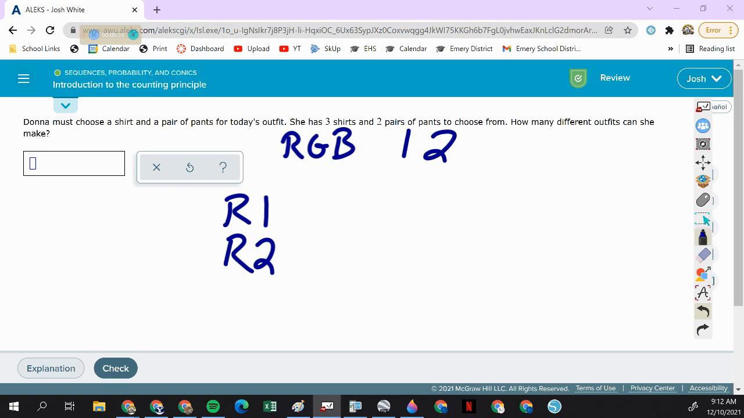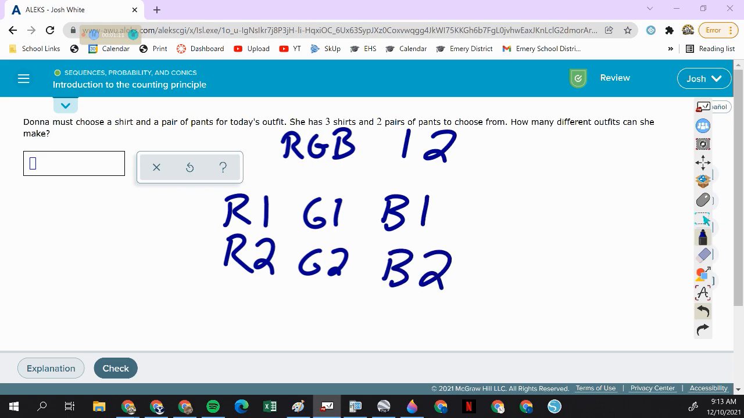It's the same thing, right? Put your shirt on first and your pants on second. Is that any different than putting your pants on first and your shirt on second? No. Same thing. Did I say that the same way? I don't know. You get what I meant. Okay. What else could she wear? G1, G2, or B1 and B2.